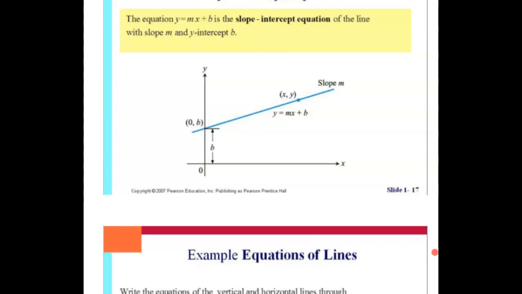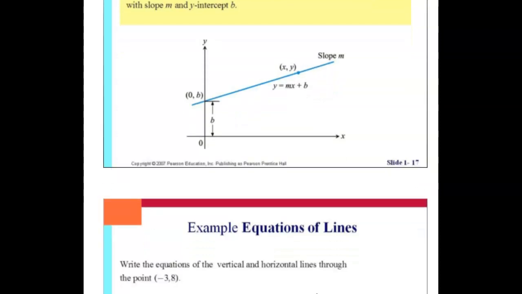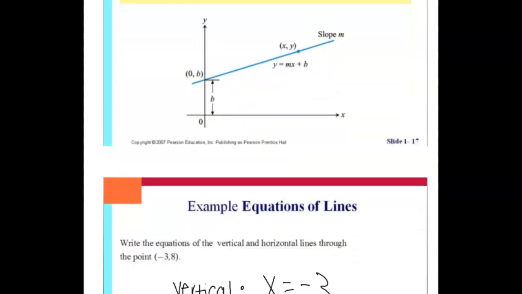All right, so with that in mind, let's answer some of the next couple questions. It says, write the equation of a vertical and horizontal line through the point -3, 1.